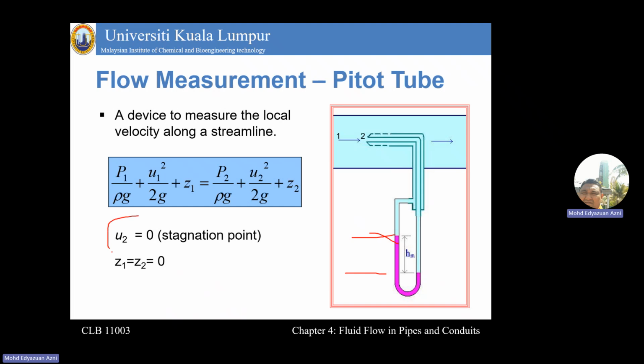That's why we know that U2 is 0, because this is a stagnant point. It is stagnant. It is not moving. So by utilizing the Bernoulli equation, at first we know that at U2 there is no movement, there is no velocity. So U2 is being cancelled out.